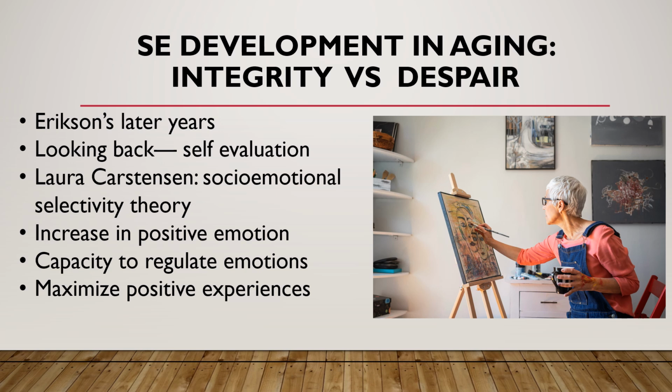Laura Carstensen developed socioemotional selectivity theory to address the narrowing of social contact and the increase in positive emotion that occur with age. The capacity to regulate emotions and to thereby maximize positive experiences appears to be a central feature of aging. People who have aged and don't feel like they have achieved a lot feel like they lack integrity, and that is what causes despair.